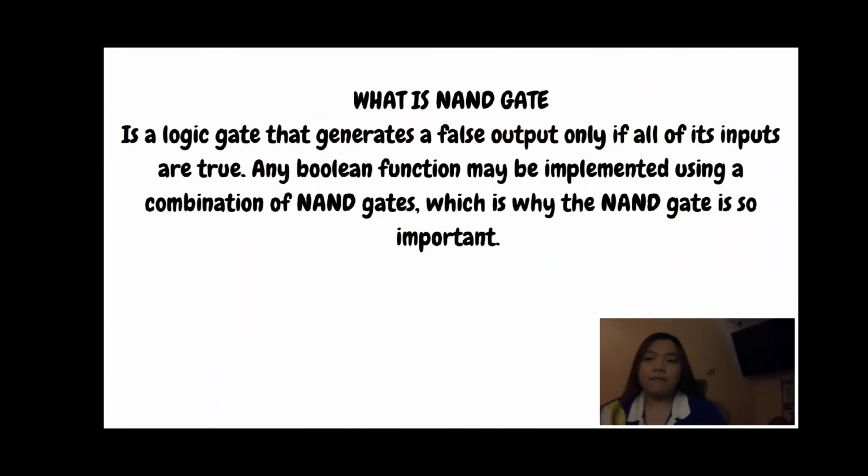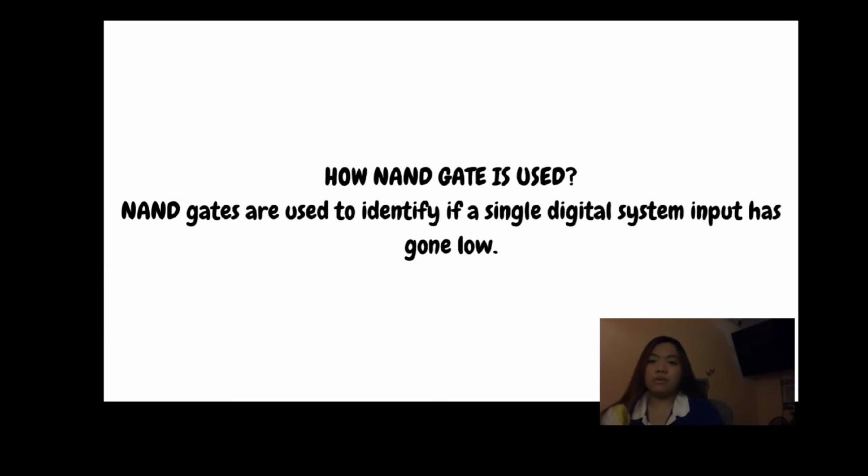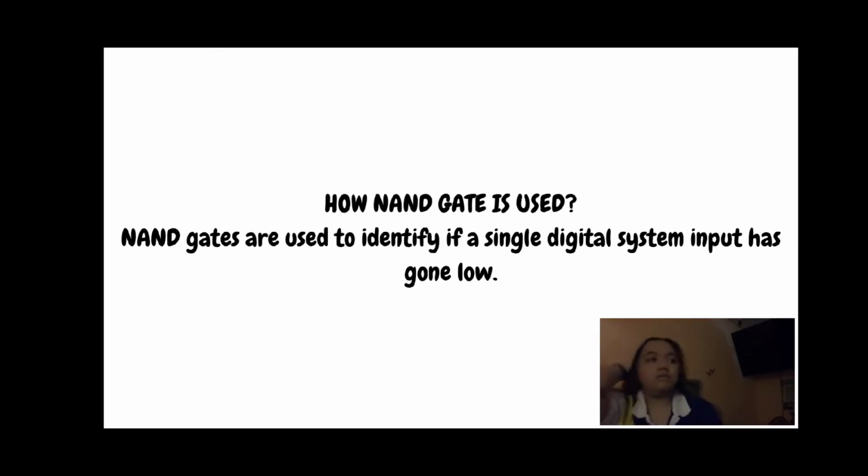First, a NAND gate is a logic gate that generates a false output only if all of its inputs are true. Any Boolean function may be implemented using a combination of NAND gates, which is why the NAND gate is so important. So how is the NAND gate used?